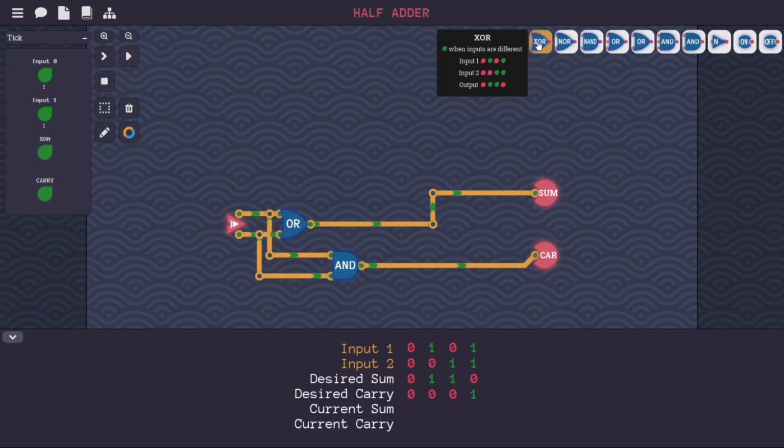I'm thinking an exclusive OR, meaning that we can't have a carry when we have a sum. We only carry when something has gone over, and since we only have 2 digits, we only have a carry when this is 0. So an XOR should be able to do it.